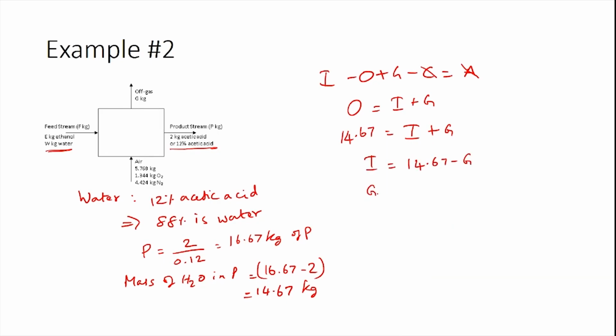So, we need to calculate the generation of water in this particular reaction. What is the amount of water which would be generated? If you looked at the stoichiometry, you would have seen that for every mole of acetic acid produced, 1 mole of water is also produced, which means generation of water will be equal to generation of acetic acid.